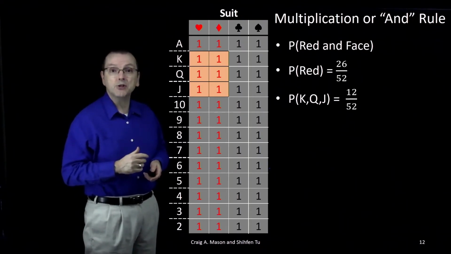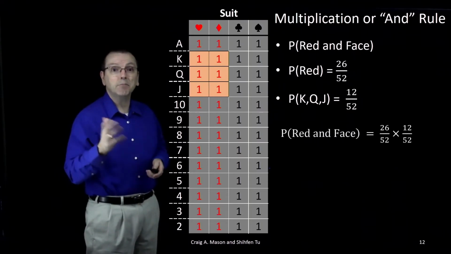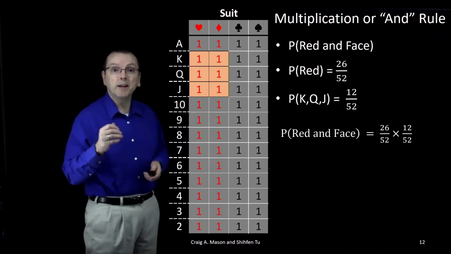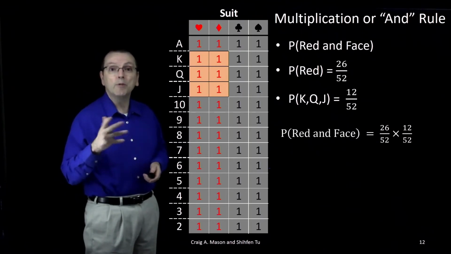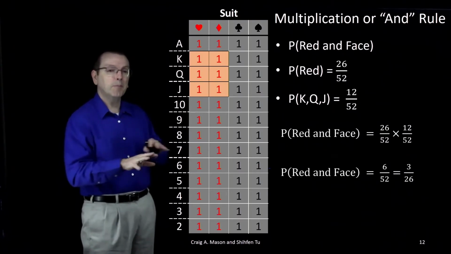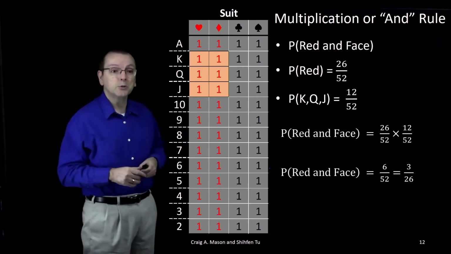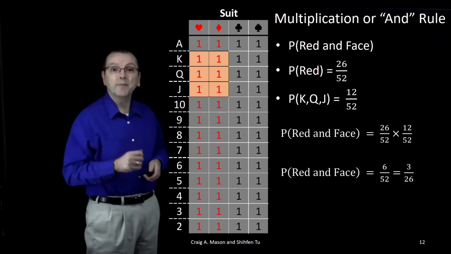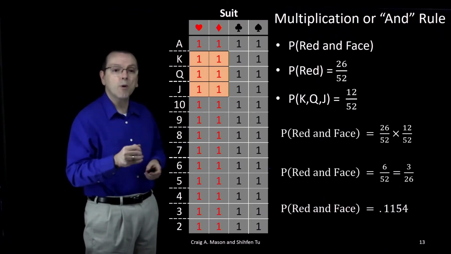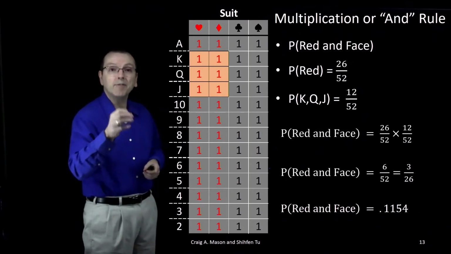So using the multiplication rule, the probability of a card being red and a face card is just the probability of it being red, 26 over 52, times the probability of it being a face card, 12 over 52. This solves to 6 over 52 if we manipulate the numbers to keep that 52 in the denominator, which also can be reduced to 3 over 26, right? Or if you write it out as a decimal, 0.1154. The probability of being a red and a face card is 0.1154, right?